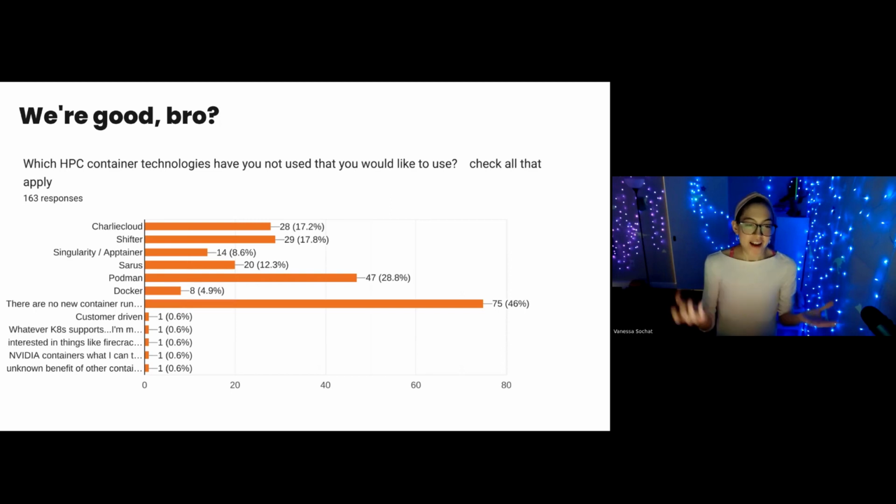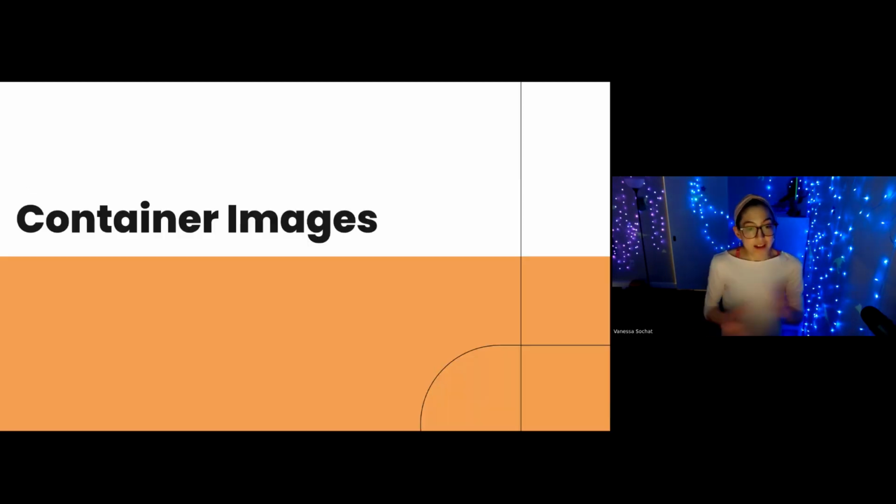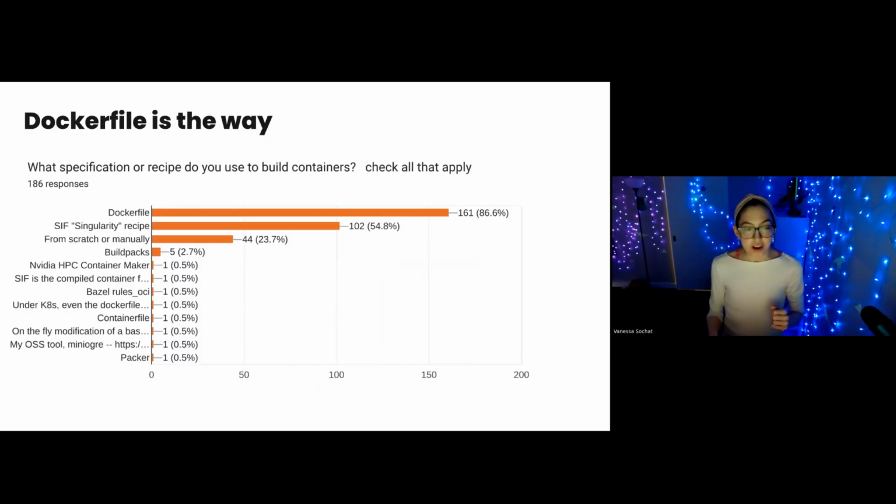Now, this is an interesting question. Which HPC container technologies haven't you used that you'd like to use? I looked at this plot, and at 46%, I read we're kind of good, bro. There are no container runtimes that I want to try. And I don't know about the top level answers, if people were just putting something down. I don't know if these people are actually going to go out and try these other container technologies or if they're just answering the question because they wanted to put something. Remains to be seen. Let's talk about container images.